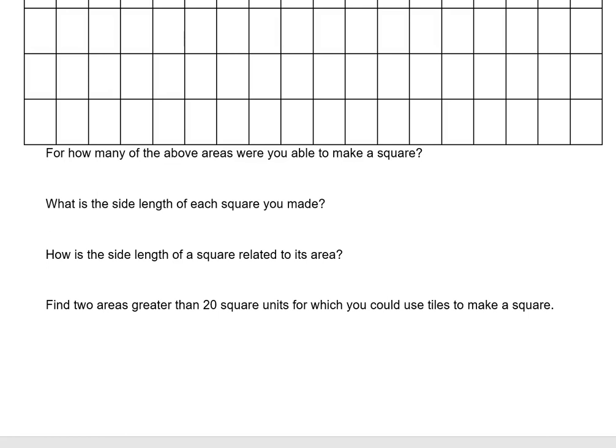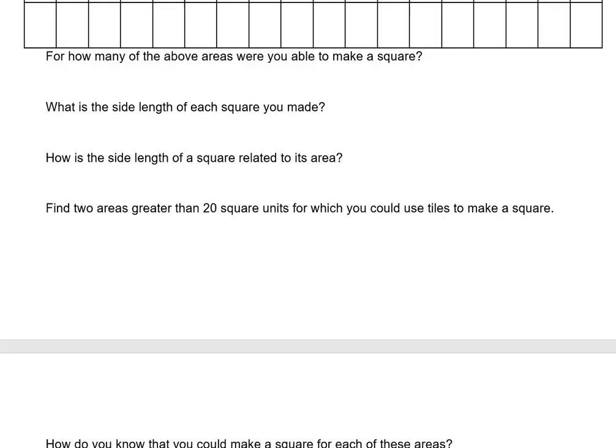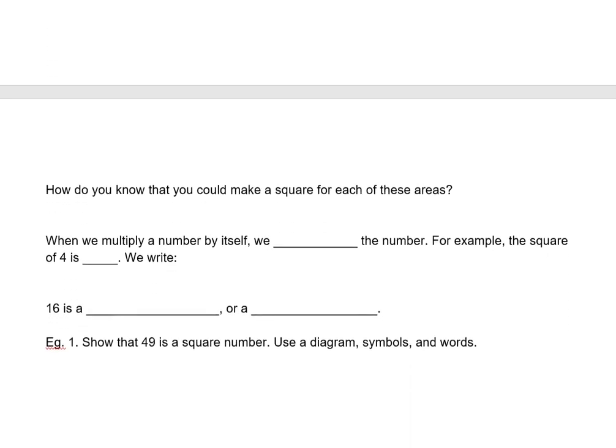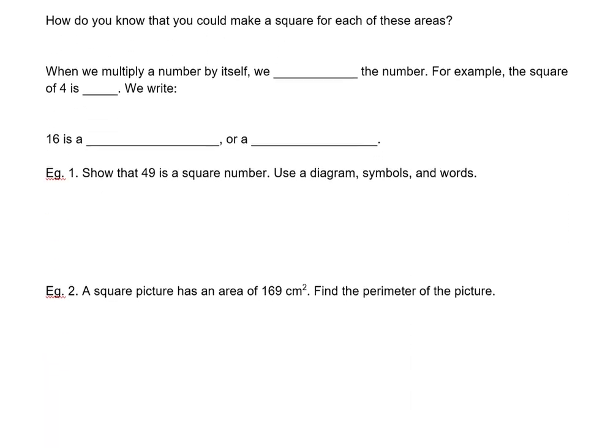How is the side length of a square related to its area? And find 2 areas greater than 20 square units for which you could use tiles to make a square. So you would need at least 20 tiles, and you want to make a square and find the area of that. Again, work on these questions with a partner. If you aren't quite sure or aren't agreeing with something, you know where to find me. Also, how do you know you can make a square with these areas?